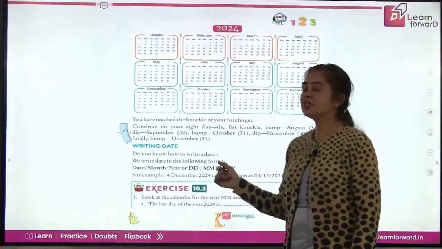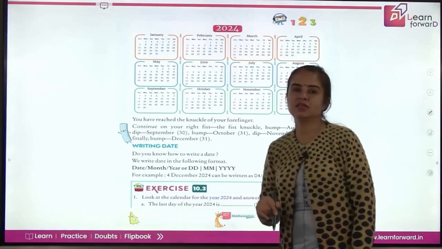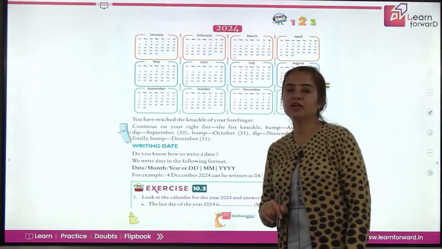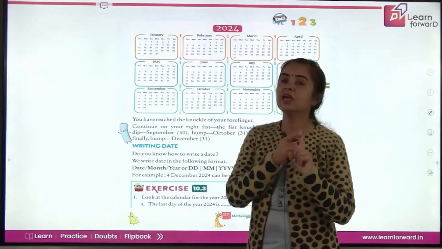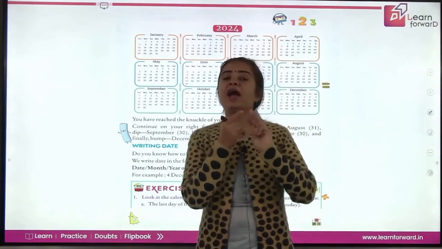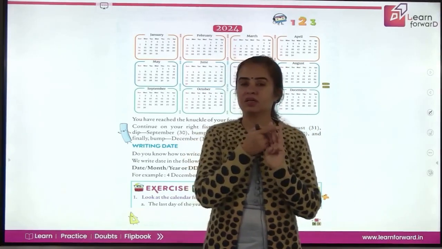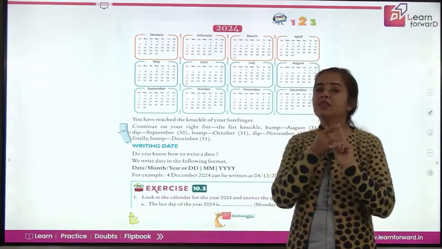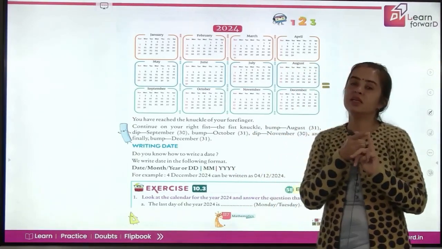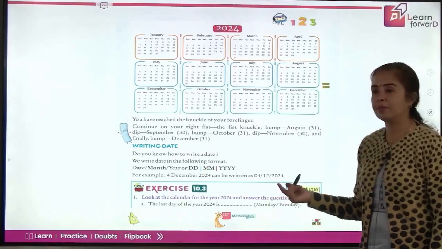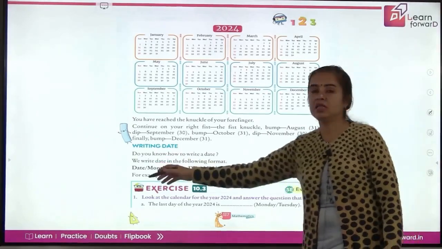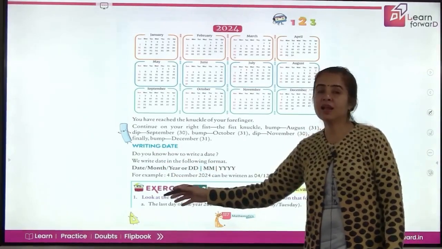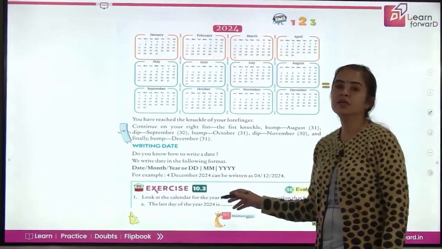Now next is how to write a date. Whenever you have to write the date, you must know what is the date, which month is it, and which year is it. When you write the date, always write the date first, then write the month, and then write the year. But you have to separate them. How do you separate them? Either draw the slanting lines or draw the standing lines.